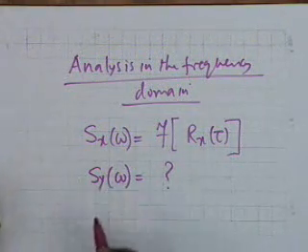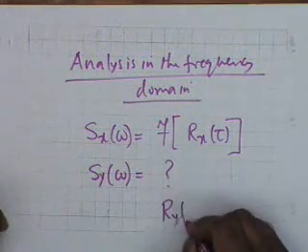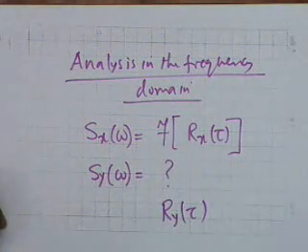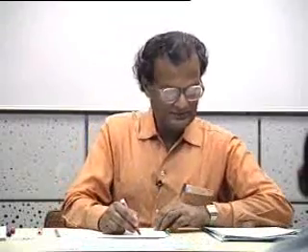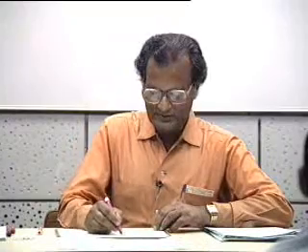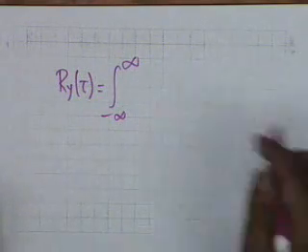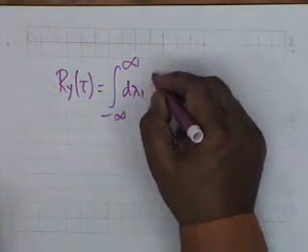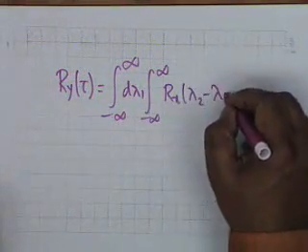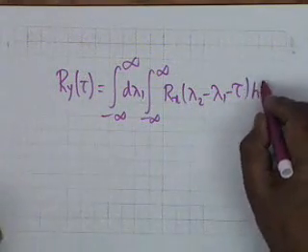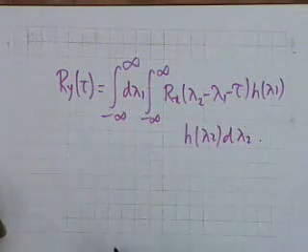And if I want to find Sy of omega, obviously the thing to find would be Ry of tau, that is the autocorrelation of the output process, and we have already derived an expression for this. Ry of tau, you recall, is equal to the integral from minus infinity to infinity, and I said unfortunately this cannot be simplified further. So, let us write the complete expression, d lambda 1, then minus infinity to infinity, Rx of lambda 2 minus lambda 1 minus tau multiplied by H lambda 1, H lambda 2, d lambda 2. This is the expression.